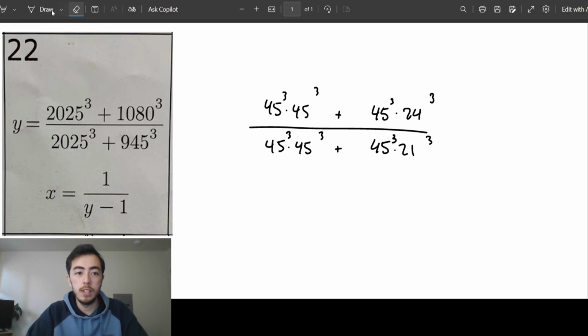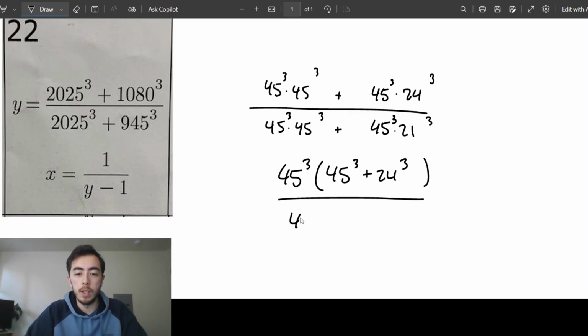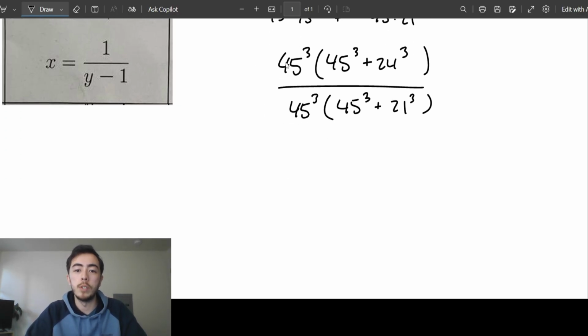All right, all done. And then now we can factor out a 45 cubed on top, leaving just 45 cubed plus 24 cubed. And then we can factor out the same 45 cubed on bottom. And so we're going to get 45 cubed plus 21 cubed. And this is helpful just because I can cancel out common factors in the top and bottom. And so now my problem is a little bit more simple.